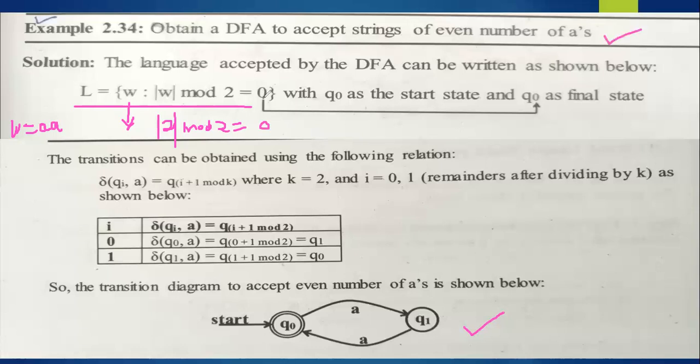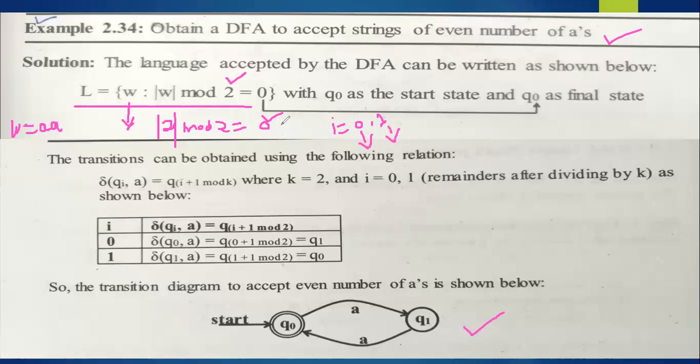Clear? So now from this, what can I identify? We can identify the K value, the final state, and the start state, obviously Q naught is the start state. Along with that, I can also identify the value of I. If K value is equal to 2, I ranges from 0 to K minus 1, so I value will be 0, 1. So for this question, how many states are we going to get? Only 2 states. One will be Q naught and another will be Q1 exactly.